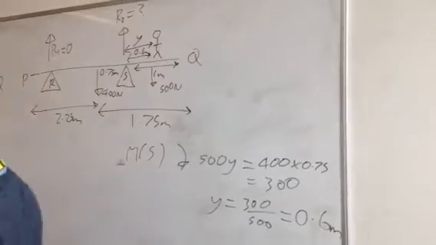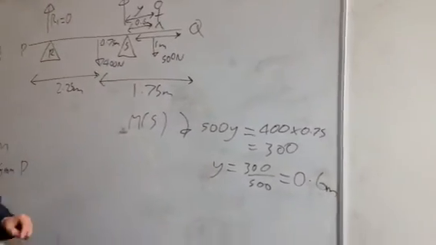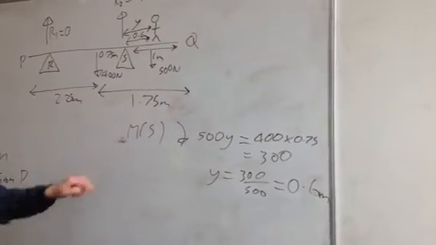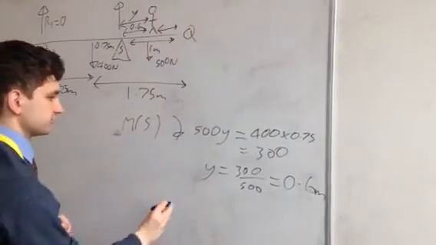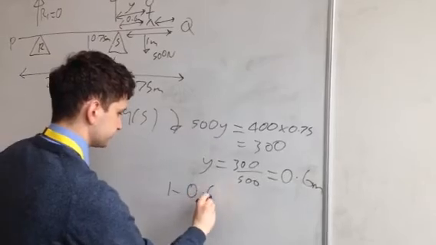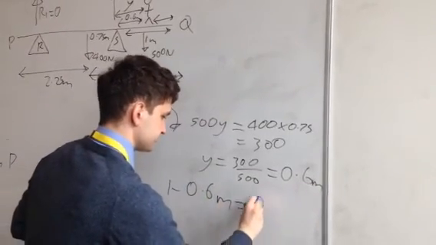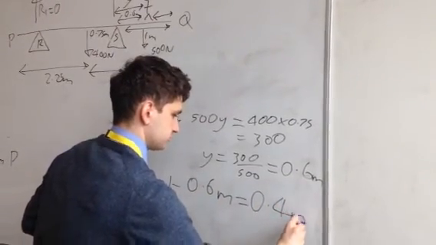But the question asks to find the distance from Q when the buoy is about to tip. The distance from Q is the leftover distance. So you have to do 1 minus 0.6 metres, which is equal to 0.4 metres.